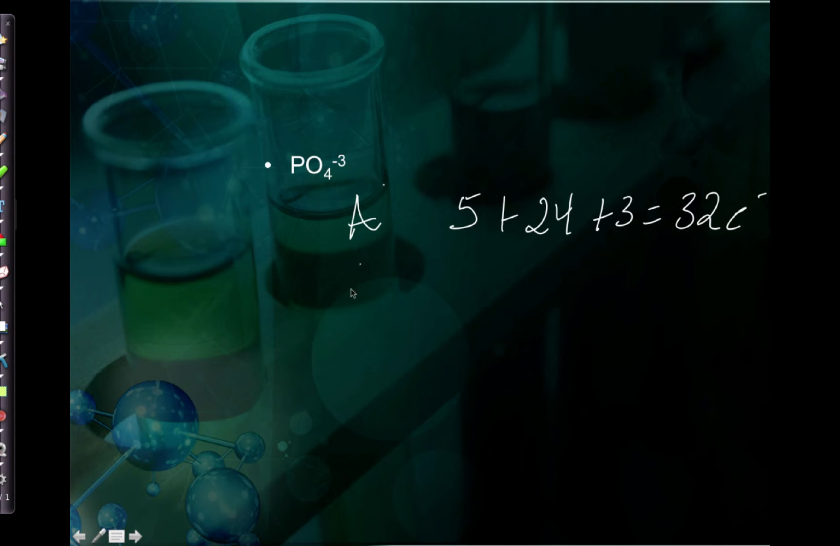All right, so now let's figure out how many bonds I'm going to make. Phosphorus likes to have 8. So does oxygen.